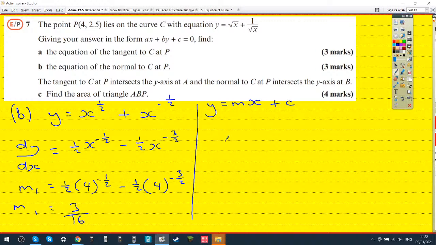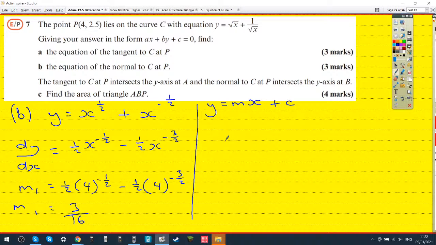Hold on though. So go on. So what do you think it's going to be? 2.5 equals 3 over 16 times 2.5 plus c. X isn't 2.5. Y is 2.5. What's x? Oh, x is 2 over 16. M is 3 over 16. Oh no, that's m. Oh, it's 4. So go on, say it again. 2.5 equals 3 over 16 times 4 plus c.